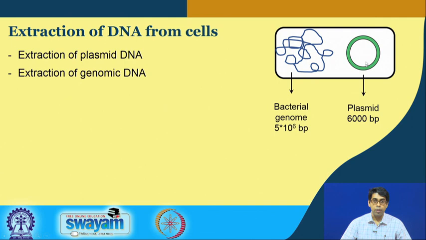I am not going to talk much about plasmid DNA in this week's lecture, because we are going to cover it in more detail in next week's lecture when we talk about recombinant DNA technology. This is something that we can artificially introduce into a bacteria in order to make certain proteins. So, sometimes we might require to purify only the plasmid DNA, and some other times we may want to purify the genomic DNA.